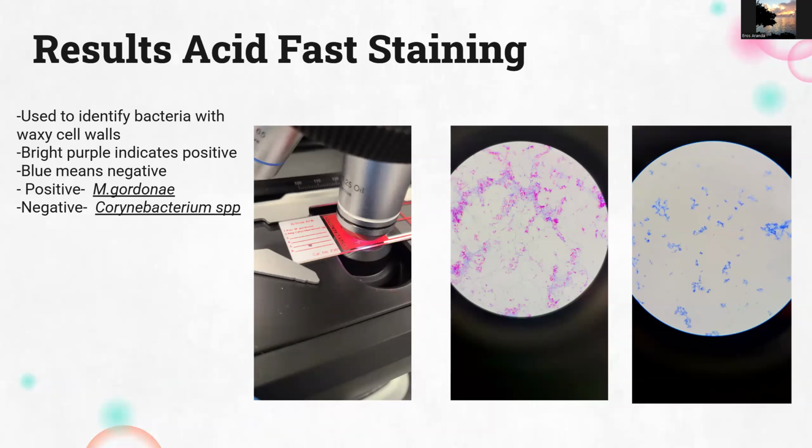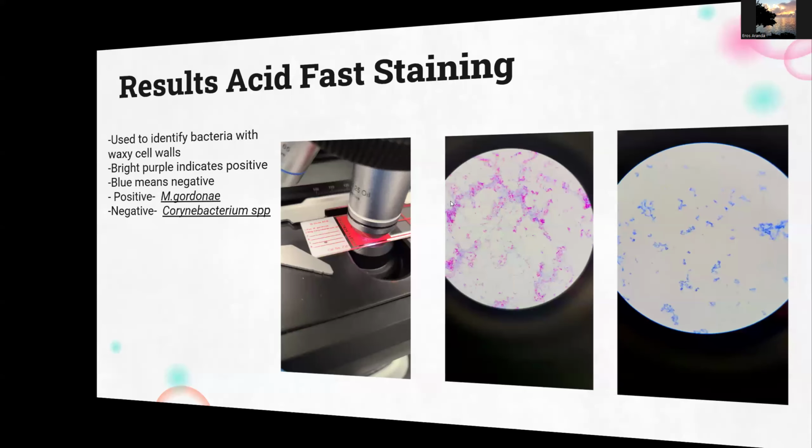You can see in our positive one, this image in the middle, we have really bright purple, long rod-shaped structures. That indicates to me it is positive. That's the M. gordonii. Now on the right side, you see these are just blue. There's no purple in that at all. So that means the stain didn't stick. That's the negative Corynebacterium spp.